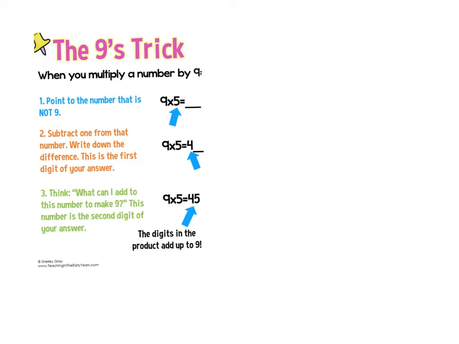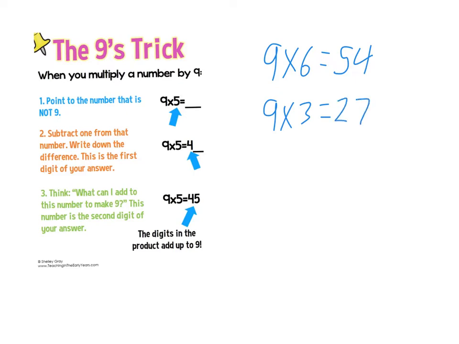Let's look at a few other examples. We have 9 times 6 equals, so I would say to myself, 6 minus 1 will give me 5. That's in my tens place. And then 5 plus what equals 9? 5 plus 4. So 9 times 6 is 54. 9 times 3. 3 minus 1 is 2. 2 plus what gives me 9? 7. 9 times 3 is 27.